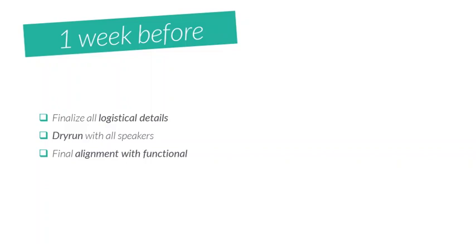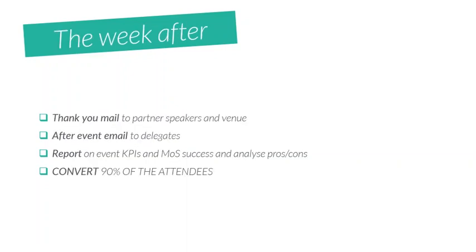Finally, 1 week before, the final details need to be done here. So finalize all logistic details: venue, spaces, materials, equipment, everything. A dry run with all speakers. So right now the speakers need to be already selected, they need to have already agreed on participating and they need to start preparing for the sessions, and this needs to be dry run to make sure that everything is going to be okay and the message is really the one that is meant for the event. And have final alignment with your functional to make sure nobody has questions, everybody has everything very clear. And okay, you have the event finally.